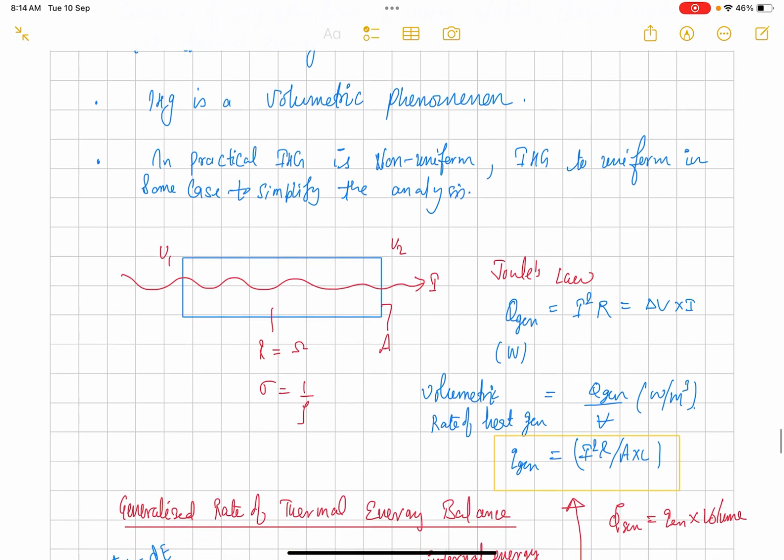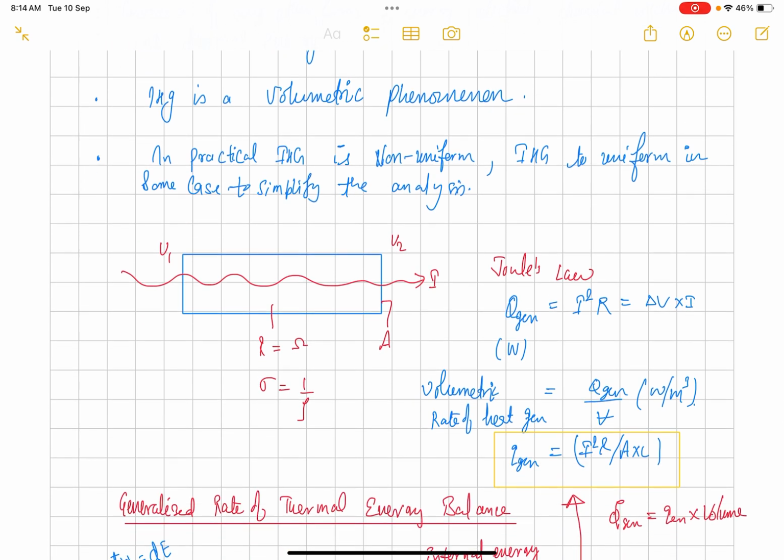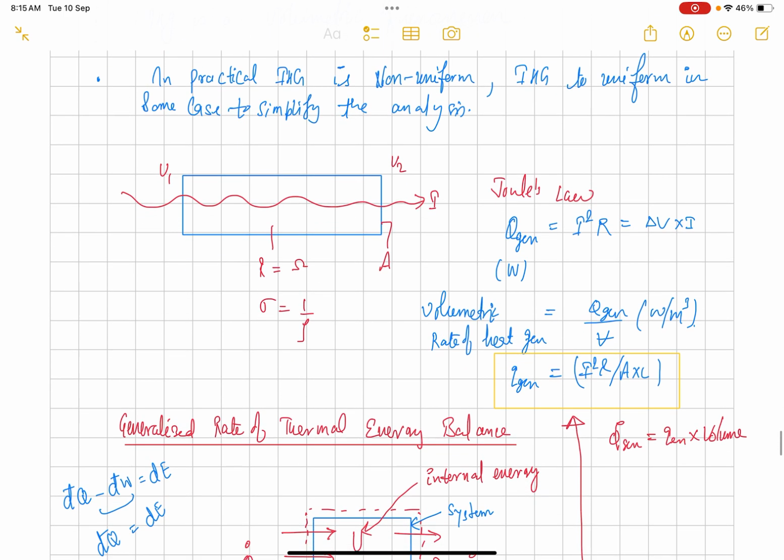If we want to find the volumetric rate of heat generation, it is in watt per meter cube, whereas Q generation is in watt. So we can find this by dividing Q gen by the volume of the wire: I squared R divided by the cross-sectional area of the wire times the length of the wire. So this was the concept of internal heat generation. We will use that concept in the later stages of this course.